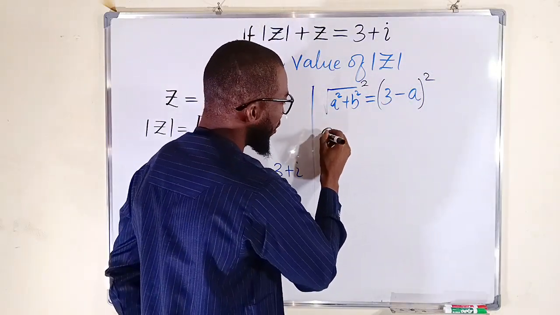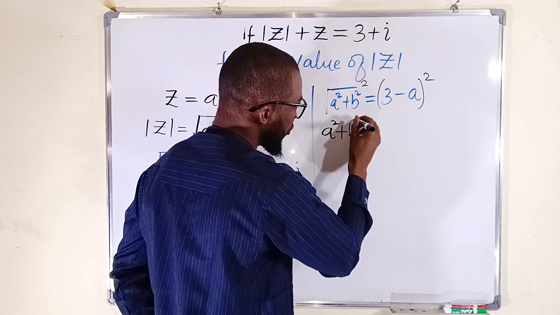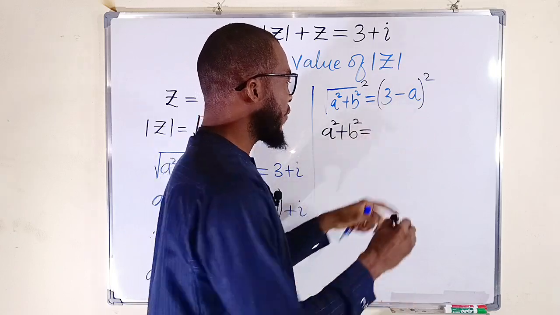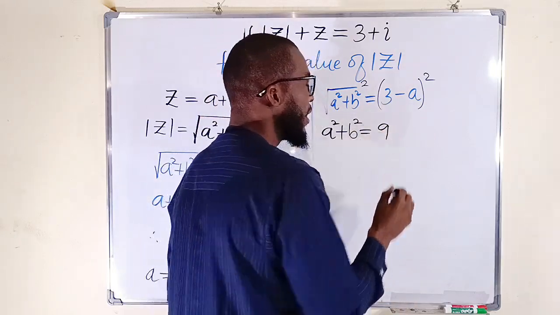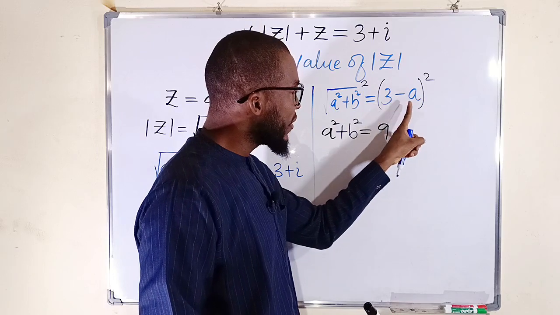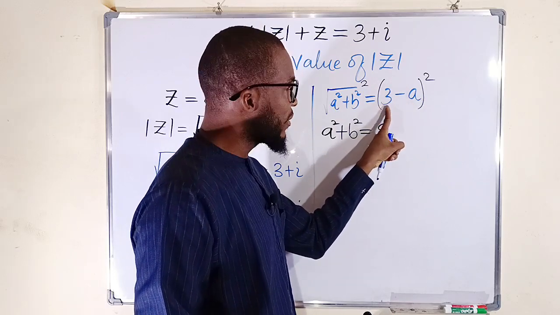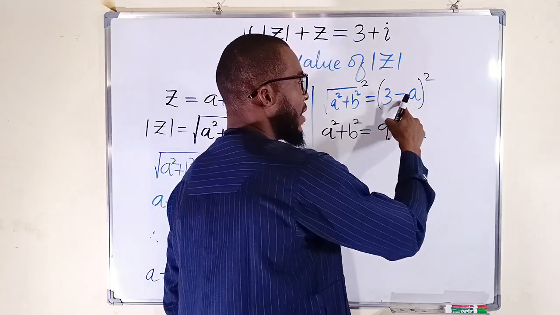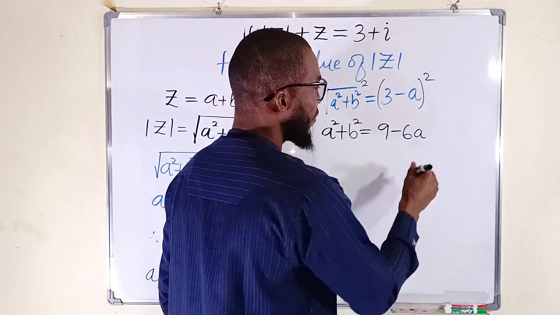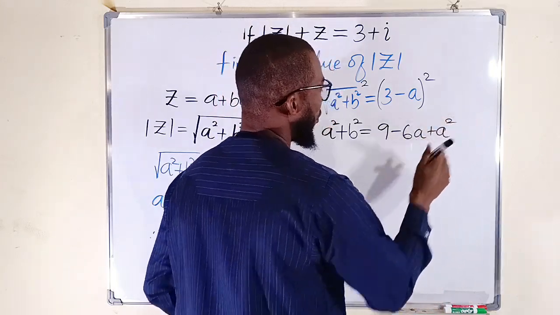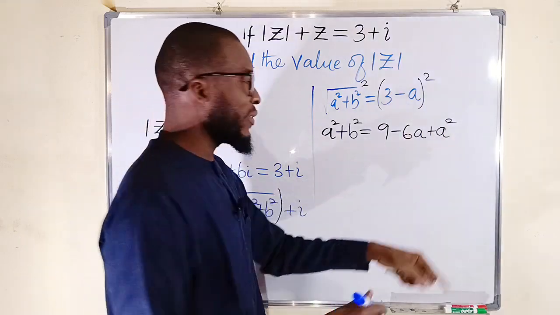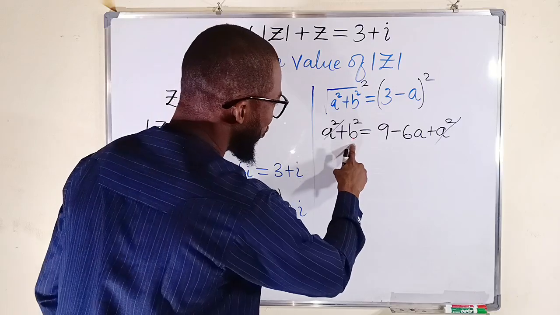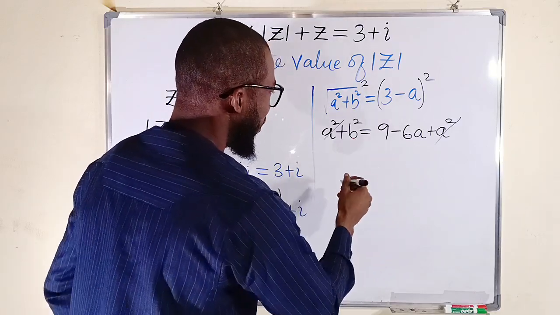On the left hand side we have a squared plus b squared, right? And this is equal to, we have a binomial term squared. You take the first term, 3, you square that, you have 9. Then 2 multiplied by this multiplied by this. 2 multiplied by 3 is 6, and 6 multiplied by negative a, we have negative 6a. Then the second term squared, negative a squared, will give us positive a squared. Can you see we have a squared here, we have a squared on the other side, so they will cancel. What do we have? We have b squared equal to 9 minus 6a, right?